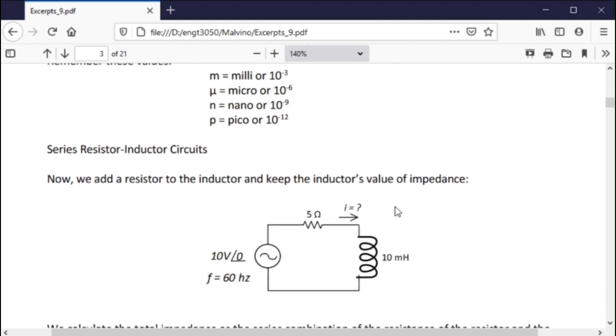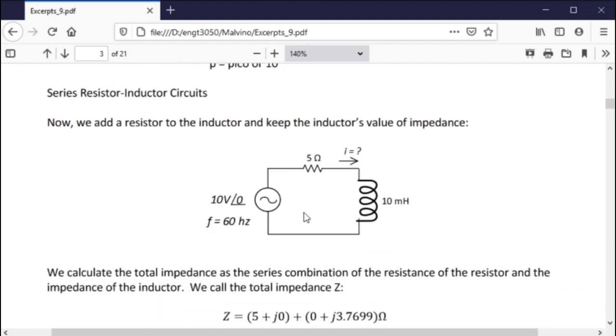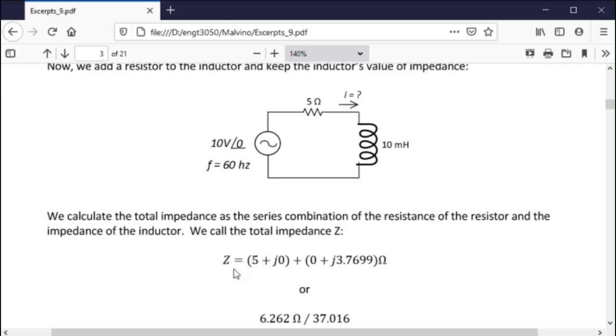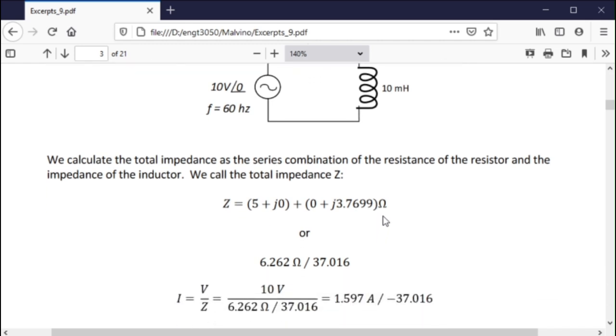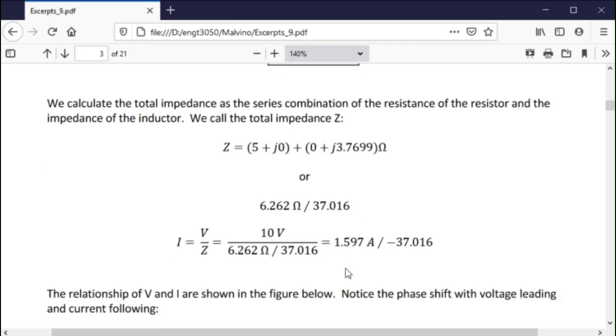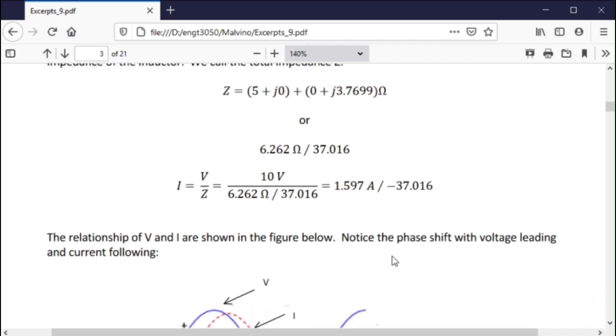Now we can add a resistor into that circuit, and we really have some interesting problems because we have Z, or our total resistance, is 5 plus J0 plus 0 plus J 3.7699. We call it ohms even though it's a complex number. So here we have 5 plus J 3.7699, which in polar form is 6.262 at angle 37.016. Now we divide V, or 10, by that, and we get I, which is 1.597 at angle minus 37.616 degrees.